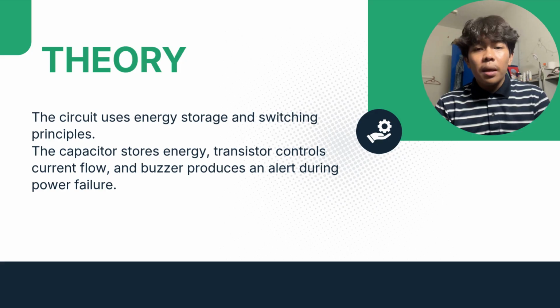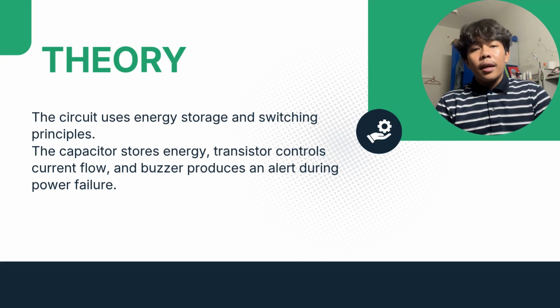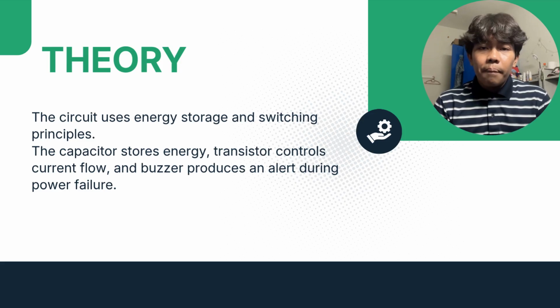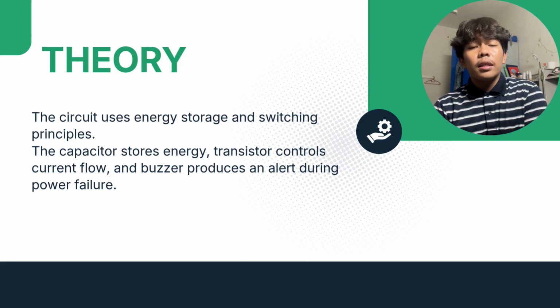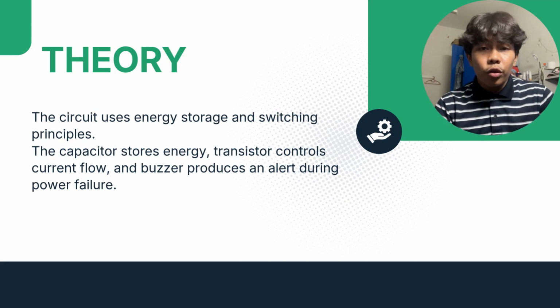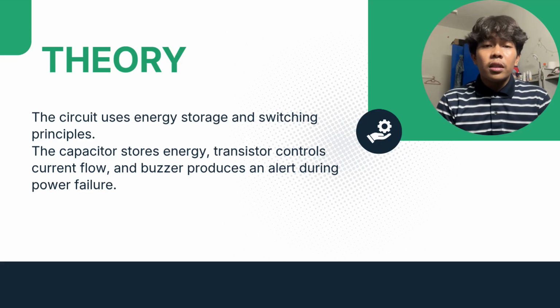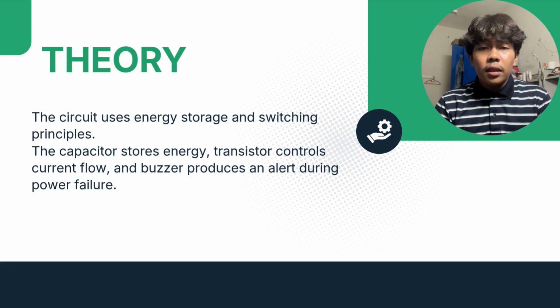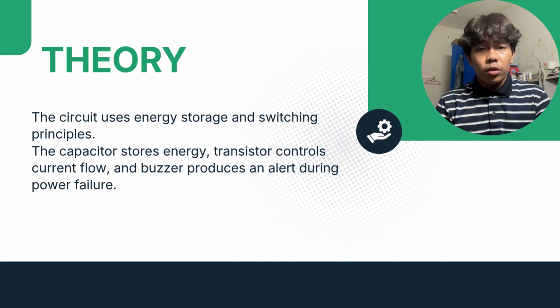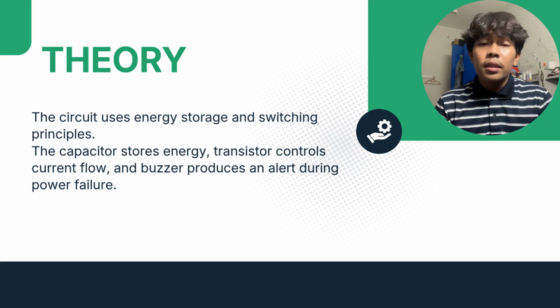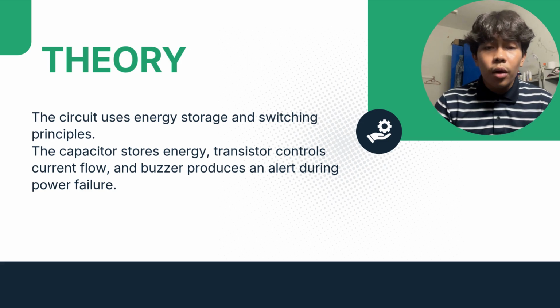When the main power supply is disconnected, the capacitor begins to release its stored energy. This energy allows the circuit to continue operating temporarily after the power failure occurs. The transistor acts as a switch that controls the flow of current to the buzzer. When the transistor is activated, the current flows through the buzzer and produces a warning sound.